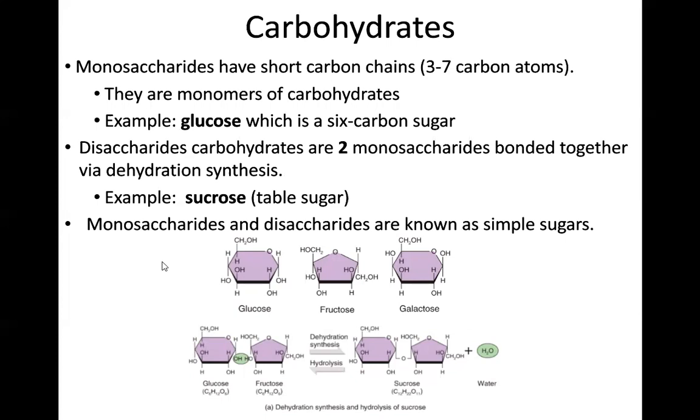Glucose is a 6-carbon sugar, C6H12O6. You take two of those, like glucose and fructose, and you bond them together by way of dehydration synthesis. You got two now, you've got a disaccharide like sucrose, which is a fancy way to describe table sugar. Okay. Notice I've used the word sugar a couple of times on this page. Collectively, monos and disaccharides are known as simple sugars.